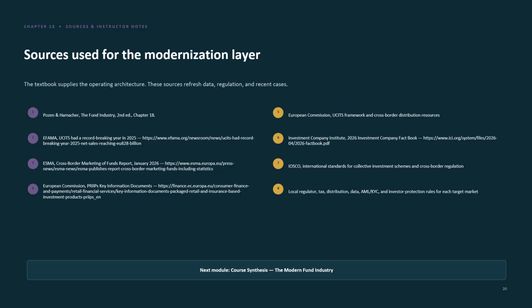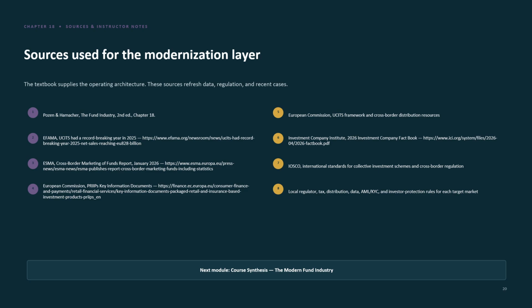This final page is the refresh register for Chapter 18 in the course. Posen and Hamacher provide the operating architecture. EFAMA supplies the 2025 European Fund statistics and UCITS flow data. ESMA provides the January 2026 cross-border marketing and notification statistics. European Commission materials explain the UCITS framework and the PRIIPs key information document. The Investment Company Institute provides wider industry context.